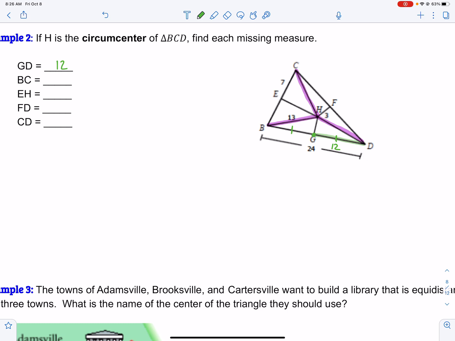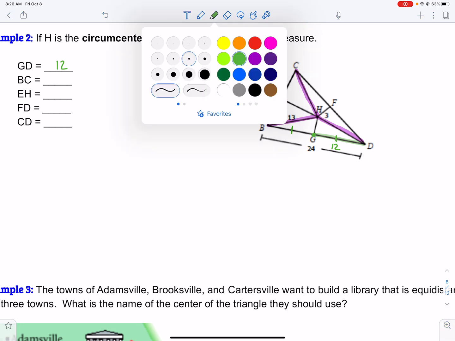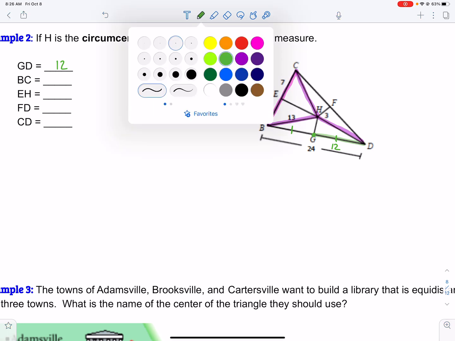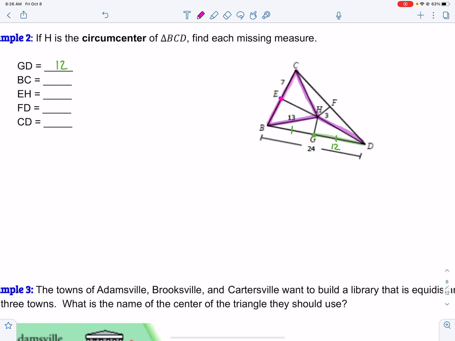All right, BC, so let me make sure I get the right side this time. BC is this whole side over here, and they gave us half of it, which is 7. So we know the other half is 7. And so BC being the total would be 14. 7 plus 7, or 7 times 2.